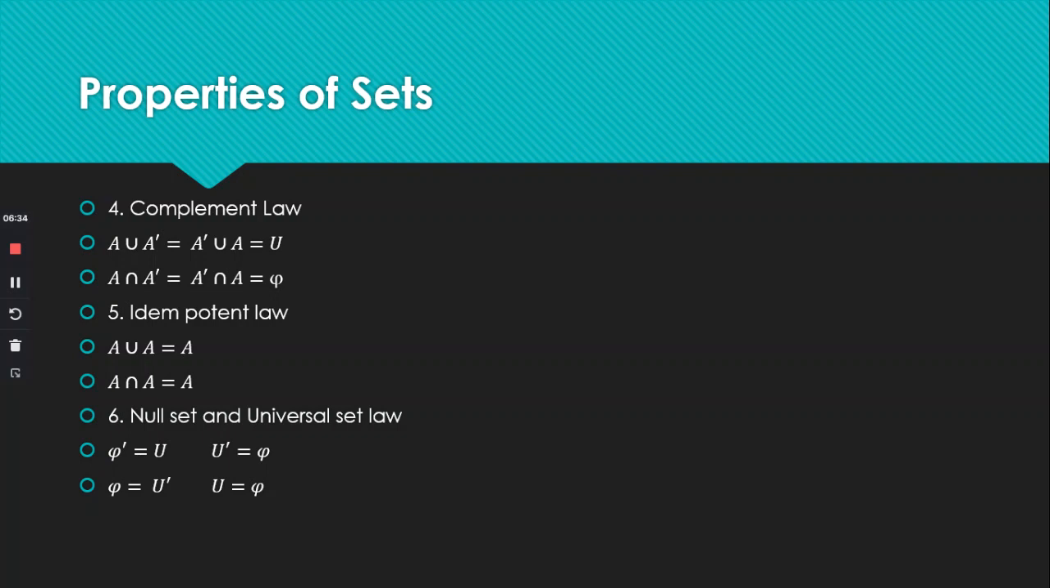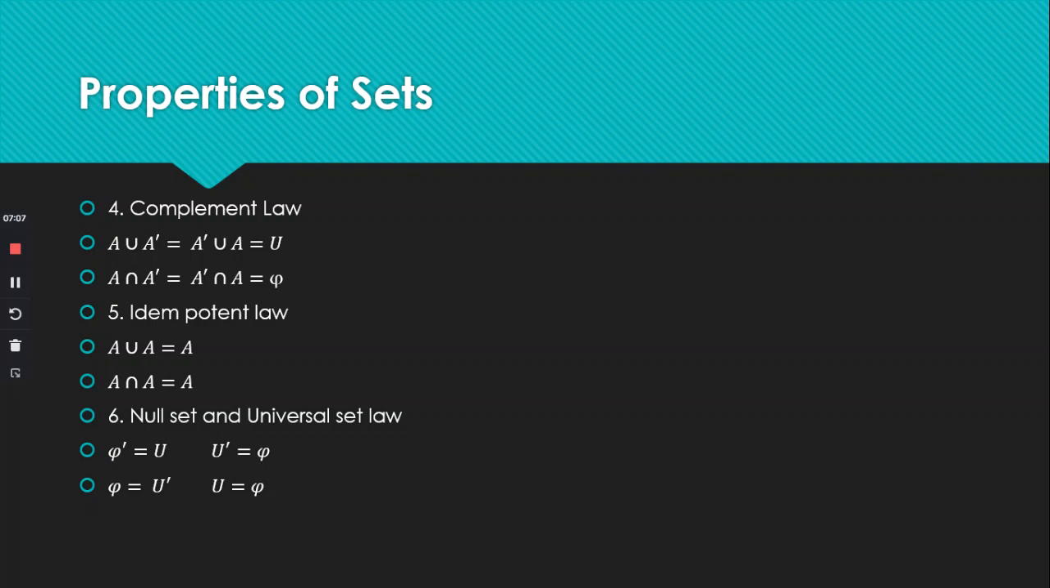And then finally for this number 6, the null set and the universal set law. Phi dash is equal to U, and U dash is equal to phi. So technically, U dash is equal to phi is also written up there with phi dash is equal to U. One column is starting with phi, and one column is for the universal set.